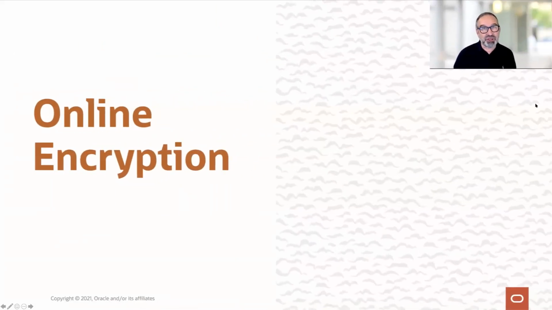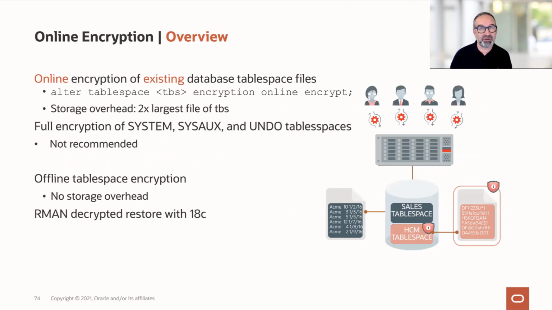Our next cool feature: online encryption. This is a feature which has also been there for quite a while. We actually introduced it with 12.2.0.1. So before 12.2.0.1, if you wanted to encrypt a tablespace, you had to take the tablespace offline and then encrypt it. Since 12.2.0.1, you can do this online. Very simple, as you see on the slide: alter tablespace name encryption online encrypt, and that's it.